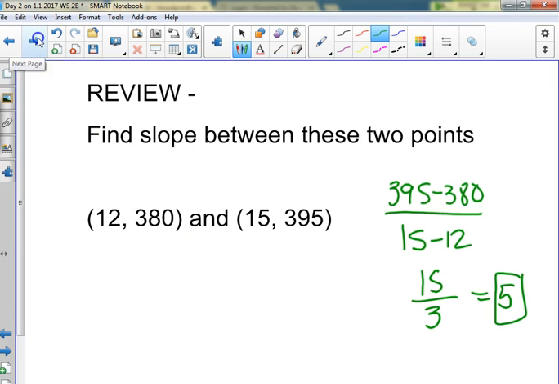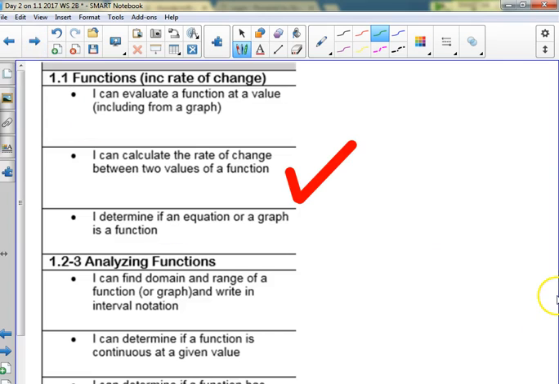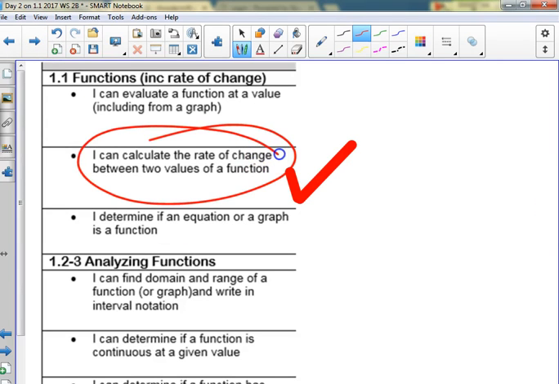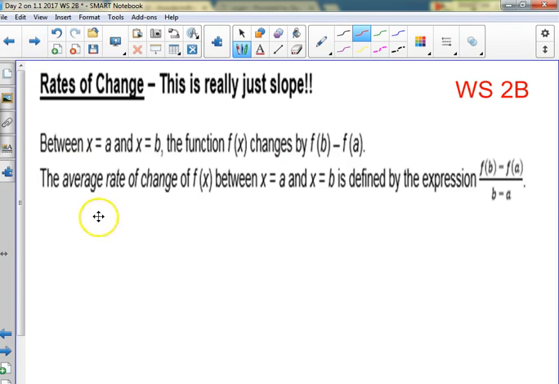Okay, that's the lesson today. I can calculate the rate of change between two values of a function. So this crazy business says the average rate of change of f of x between a and b is f of b minus f of a over b minus a. It's a slope, guys. Okay? And it doesn't have to be a linear function to find the rate of change. It is average rate of change.